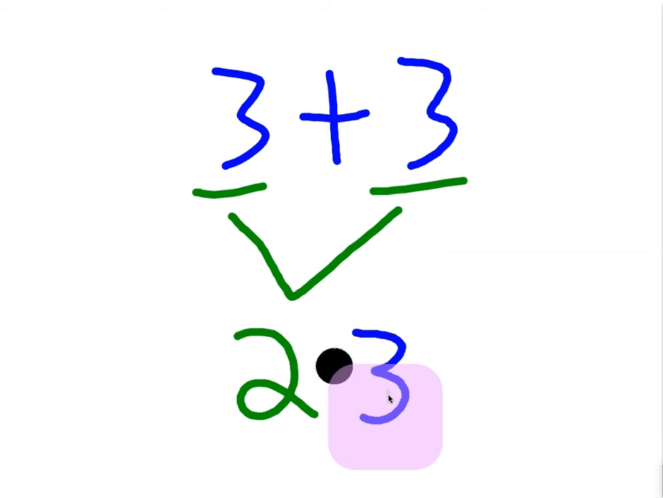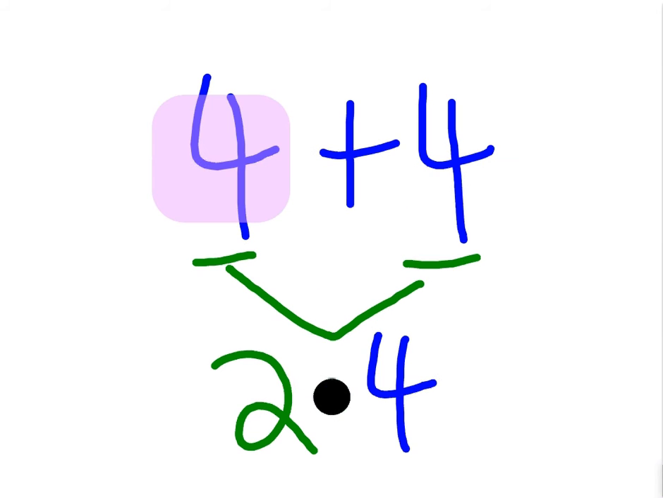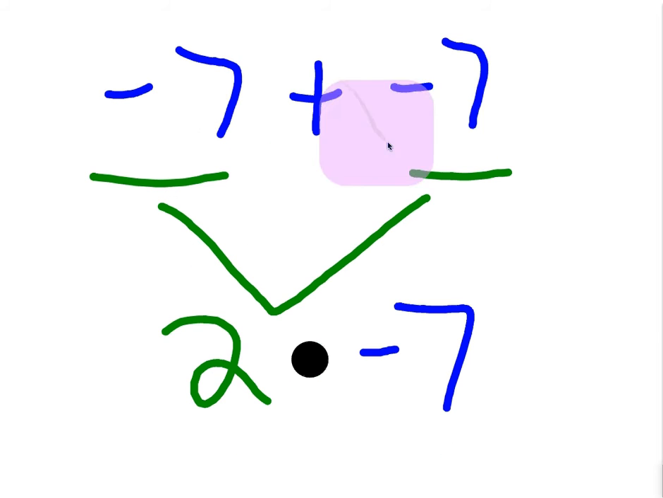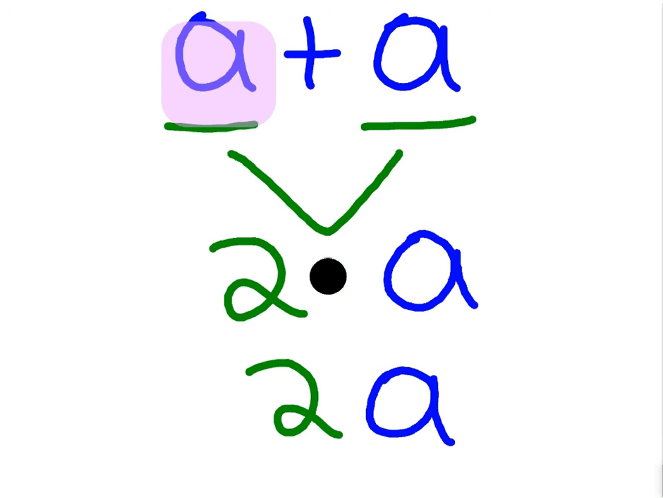We have two 3's being added, so therefore it's 2 times 3. Same thing with 4. If we have two 4's being added, it just becomes 2 times 4. If we have two negative 7's being added, it just becomes 2 times negative 7. If we had any two numbers, call them a, and we added them, they would just be 2 times a, which becomes 2a. Remember, 2a means 2 times a.